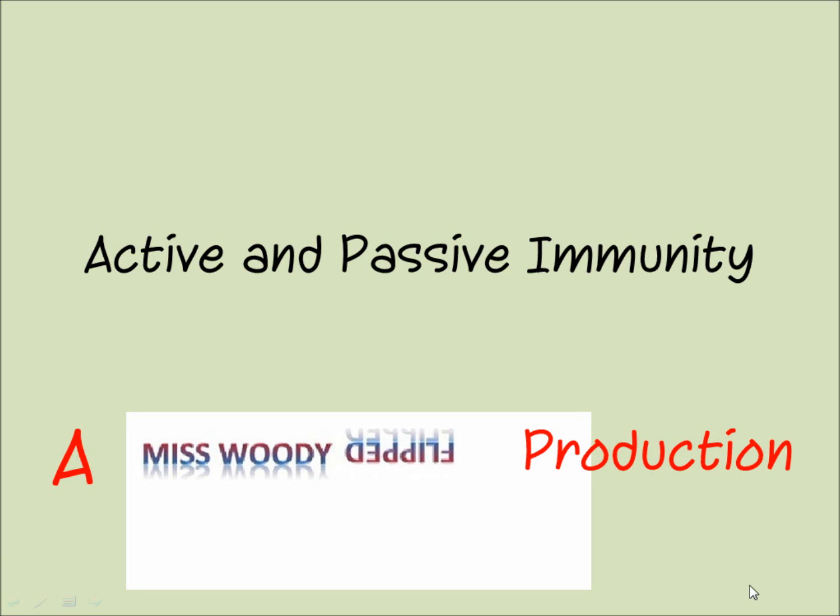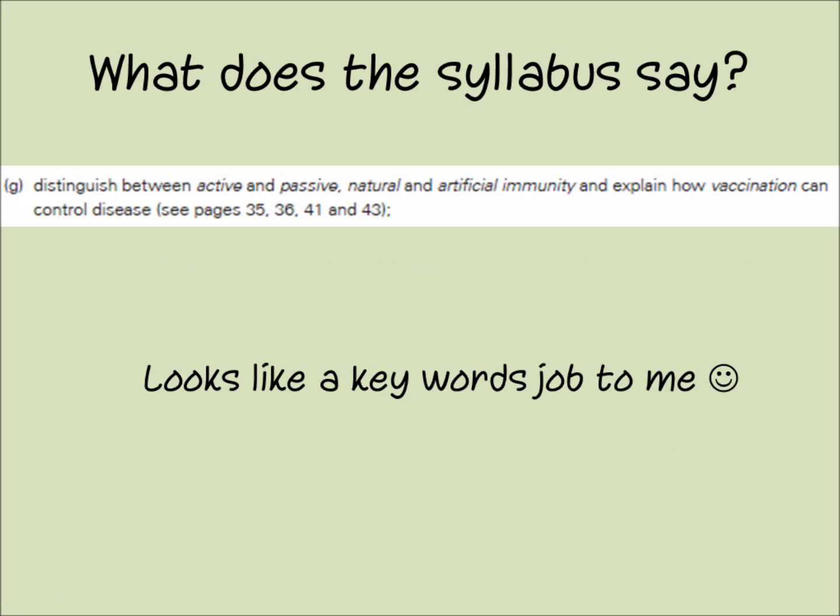Active and passive immunity. The syllabus says, distinguish between active and passive, natural and artificial immunity, and explain how vaccination can control disease.